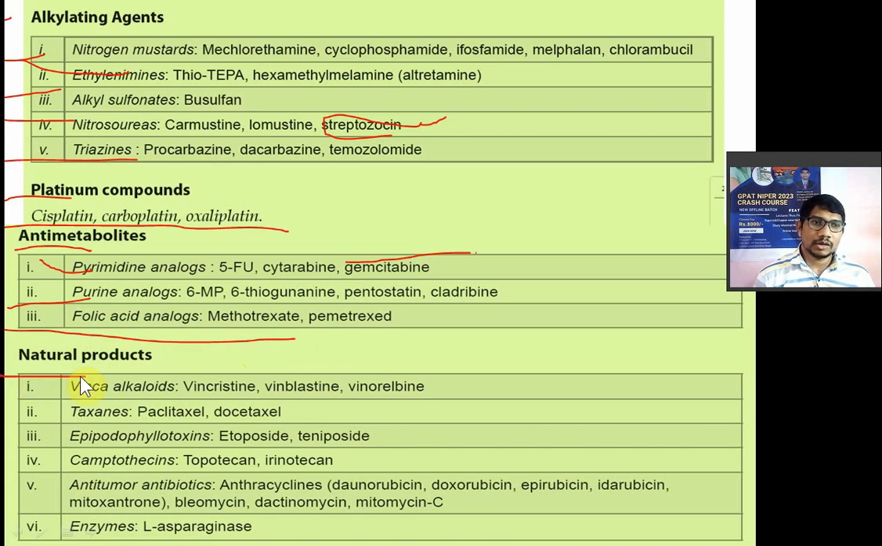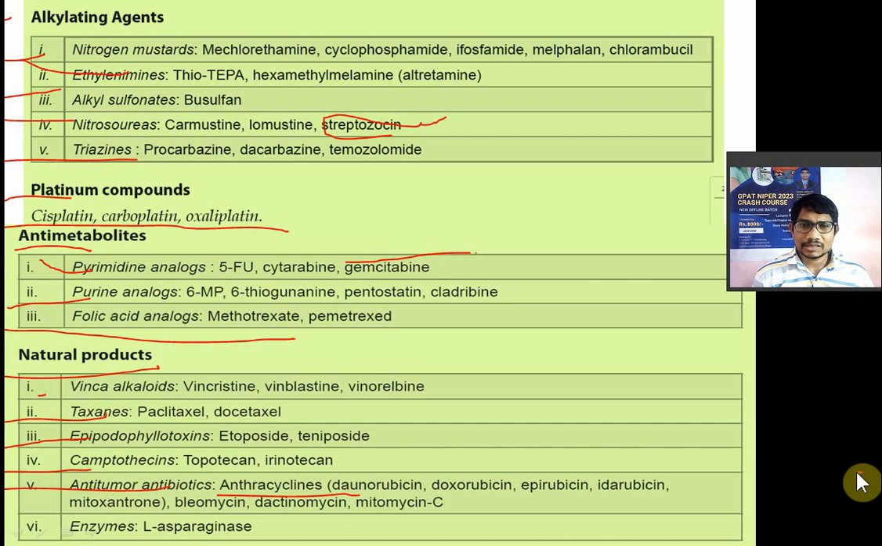In natural compounds जो है we will see in the next part. But natural compounds में आएगा आपको first vinca alkaloids, vincristine, vinblastine and vinorelbine. Taxanes में आएगा paclitaxel and docetaxel. Epipodophyllotoxins, in that you have etoposide, teniposide, camptothecins, topotecan and irinotecan. Anti-tumor antibiotics, in that you have anthracycline derivatives like doxorubicin, daunorubicin, epirubicin, idarubicin.